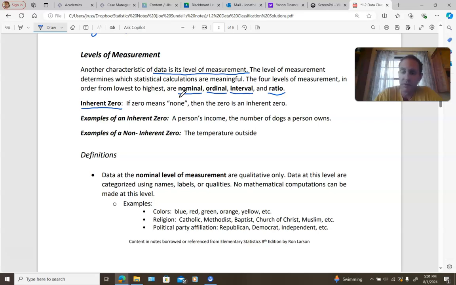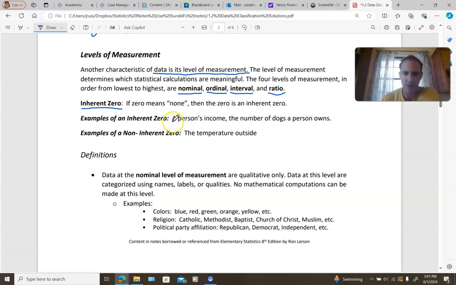Some households might be 50,000, other households 20,000. Other households maybe 80,000 or over 100,000. Okay, so you probably would never get a data value of 0. But if you did, 0 would literally imply that there is no income, or that there is a lack of what we're measuring. So that's an example of what it means to be an inherent 0. If the 0 means none or a lack of whatever we're talking about.